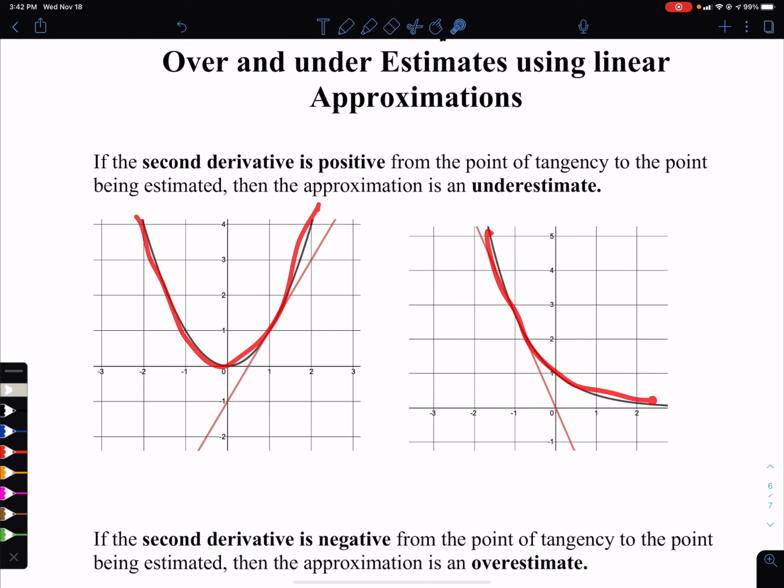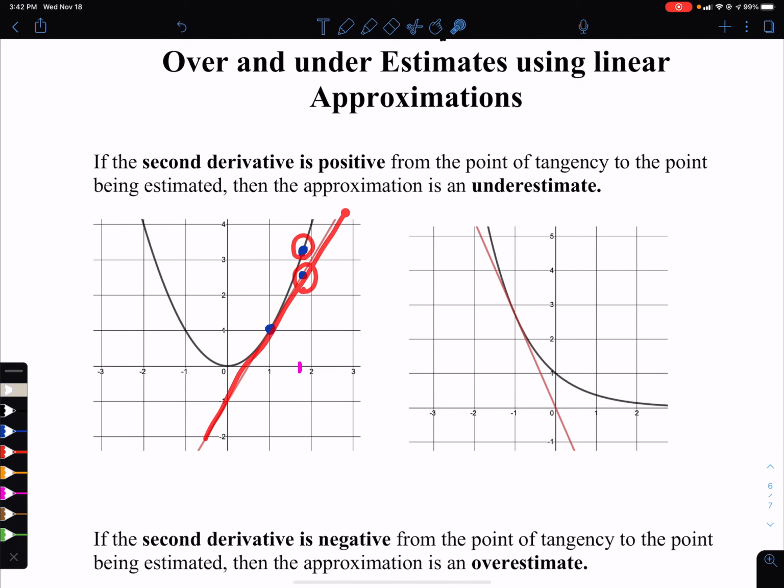Concave up, concave up. So the second derivative is positive, meaning concave up. And so let's look at a couple things. Here is the point of tangency. Suppose we're approximating the value right here. So let's look at our 2 points that we have. This is our approximation. This is the actual value, right? Look, that is an underestimate. It's lower than the actual value.